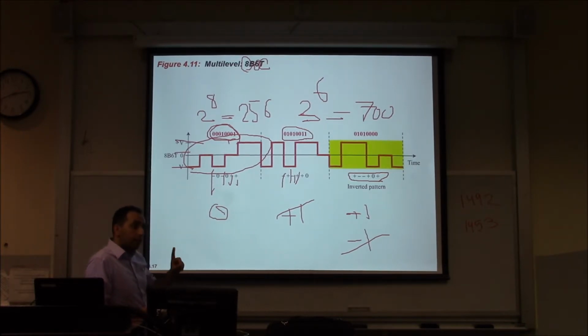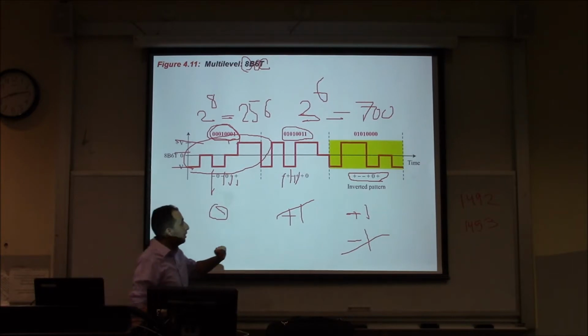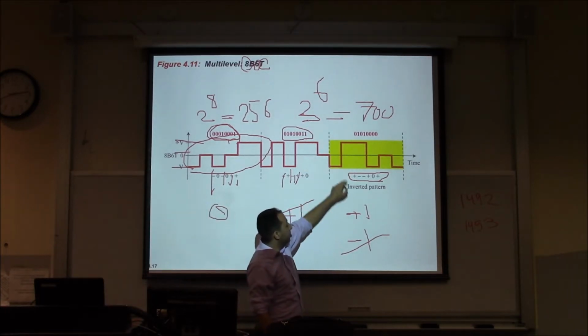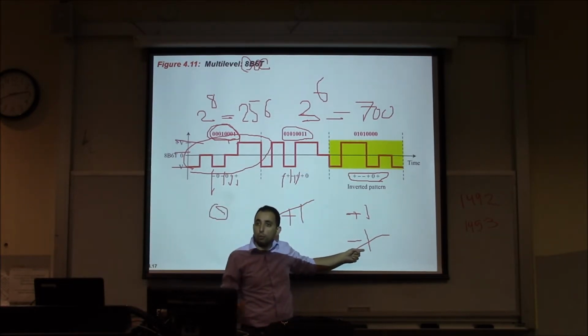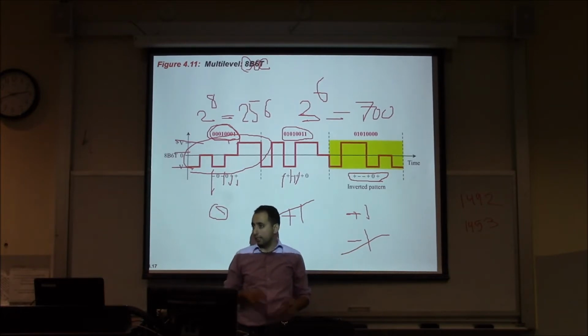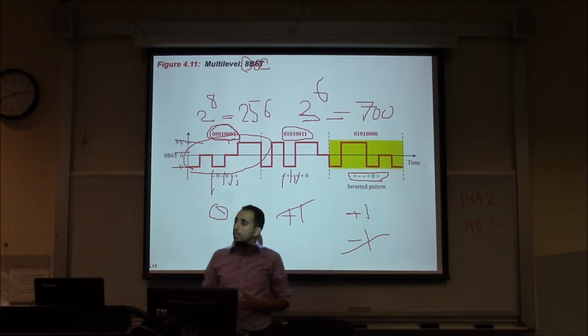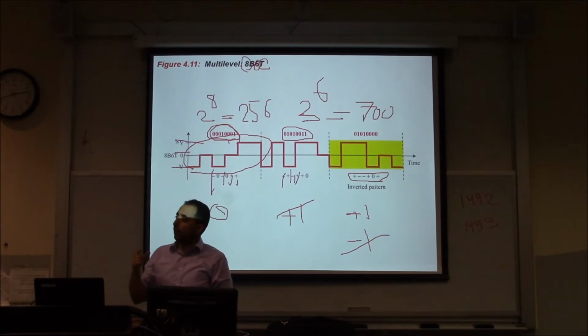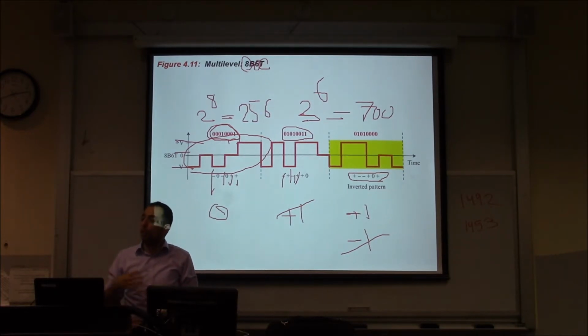Every time the receiver receives a signal and its polarity is negative, it will know it is inverted. That's basically the rule here. Every time the receiver receives a signal with negative polarity, it will know that it was originally positive and it was inverted. How can we achieve that?